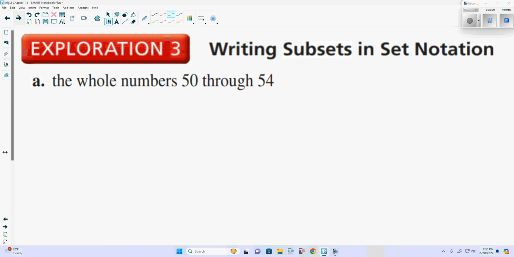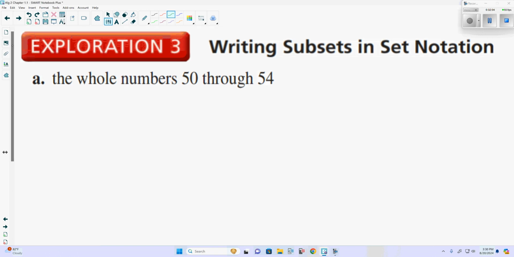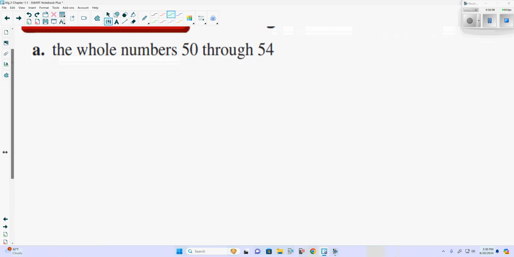Writing subsets and set notation. So the first thing we're going to look at is this one here. The whole numbers 50 through 54. So what are our whole numbers 50 through 54? So 52 would be one. What else? 51. Yes, 51. 53. Almost. We're missing two: 50 and 54. Because 50 through 54, that's all of them, yes?